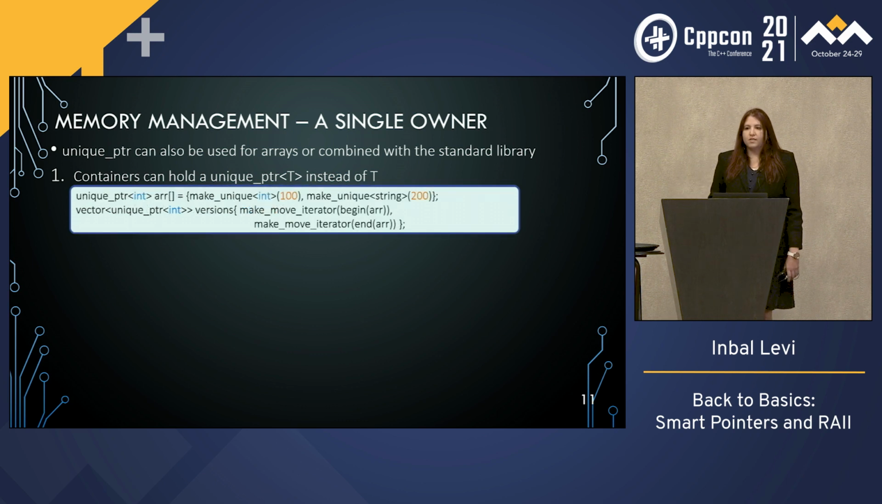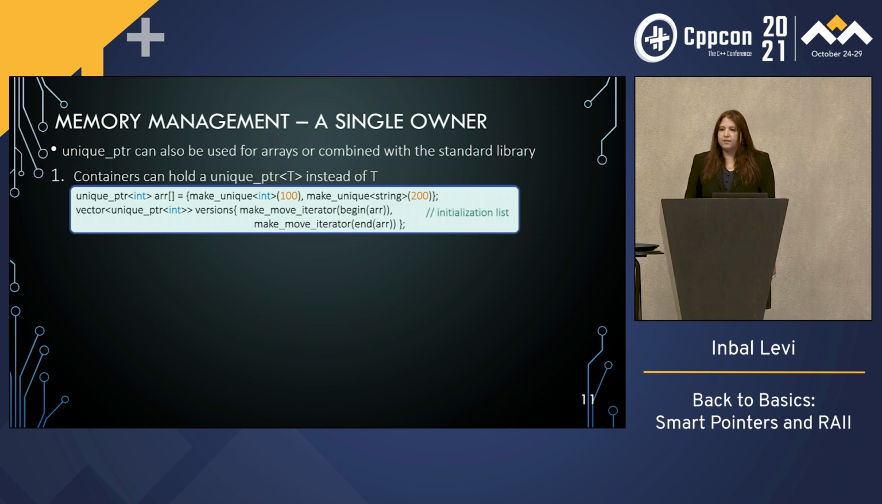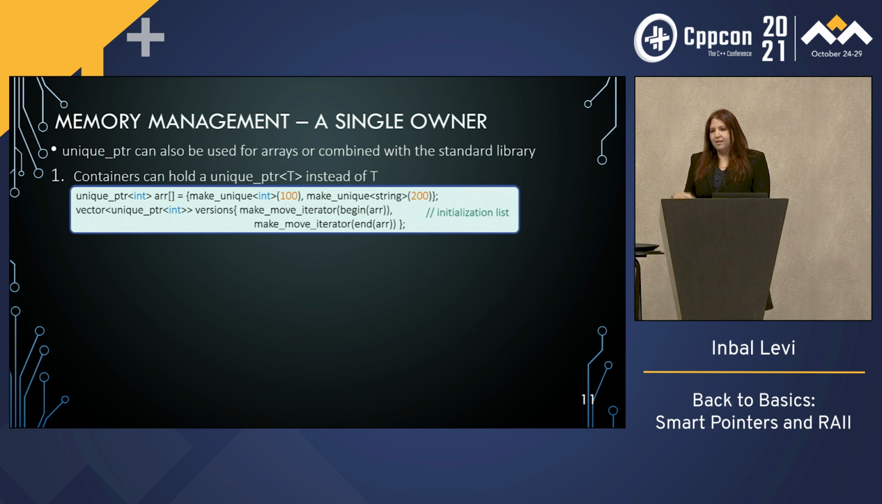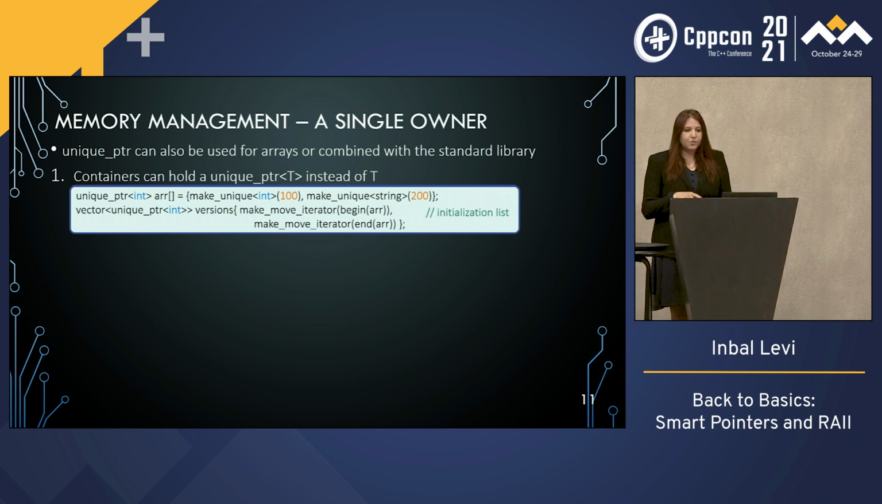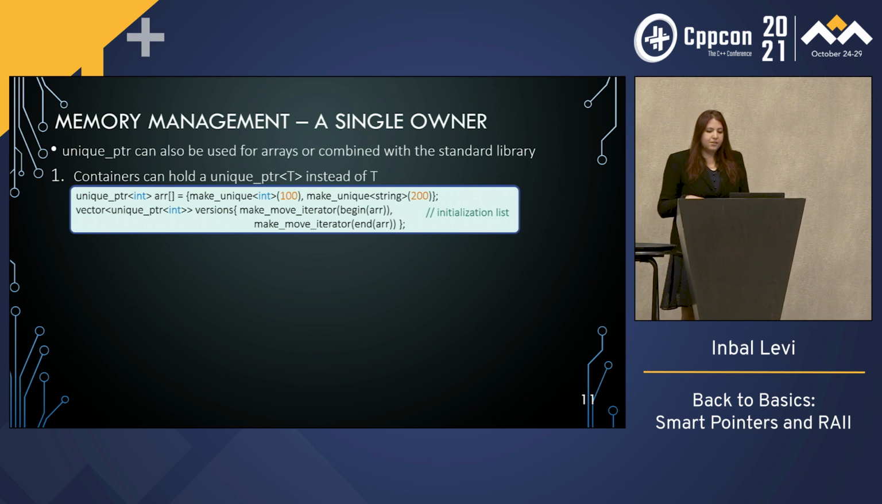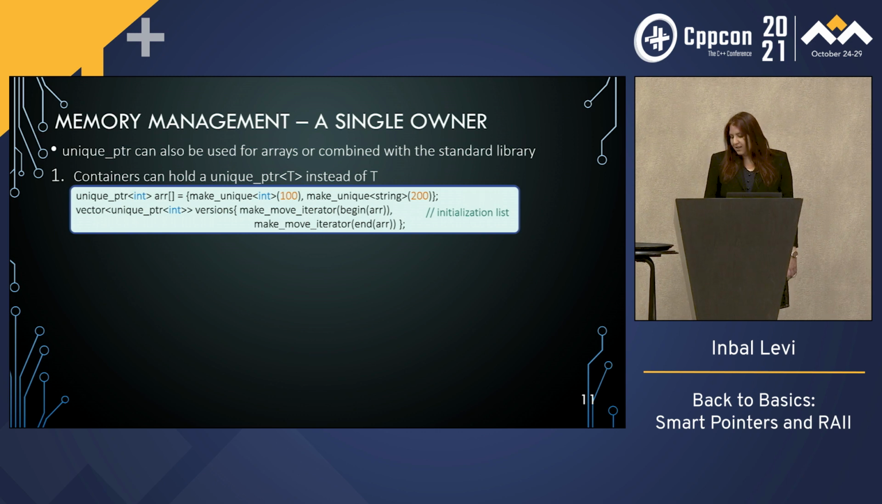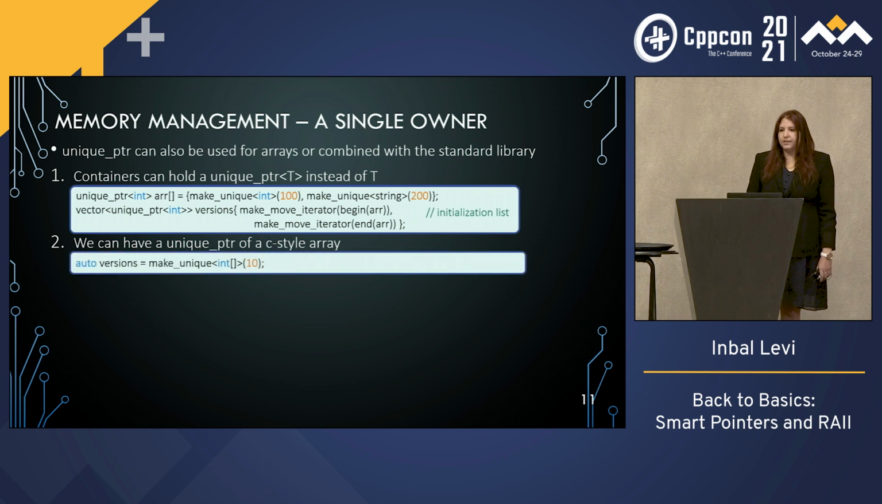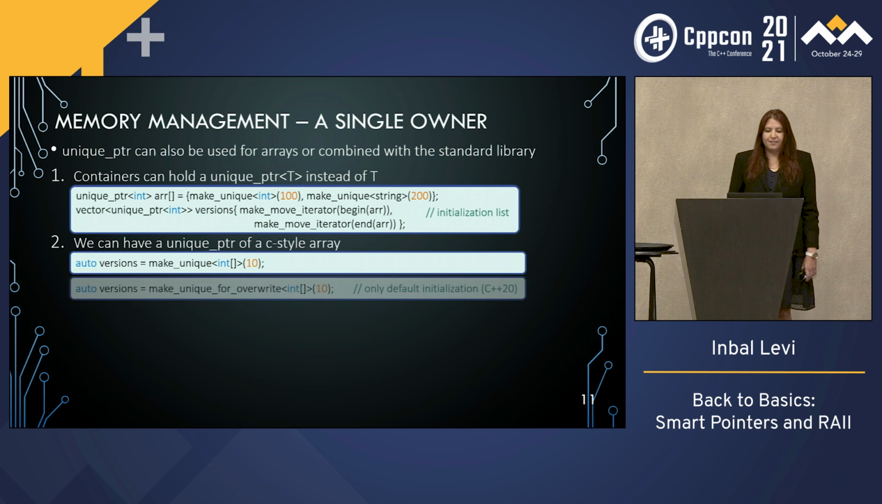If you want to initialize multiple objects in this way, you're going to have to use initializer list syntax. And you can do that by creating an array of unique pointers and then using move iterators from the standard library, make move iterators. Those are helper functions. And in this way, you can also have the initialization, not in one line, but in two. You can also have unique PTR of C-style arrays. So as I mentioned, that will call delete as needed.